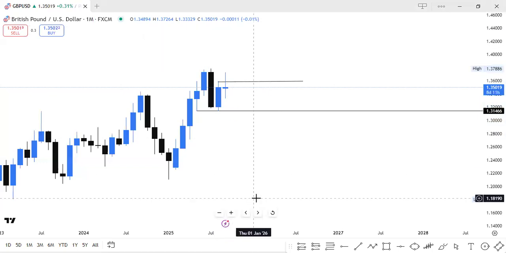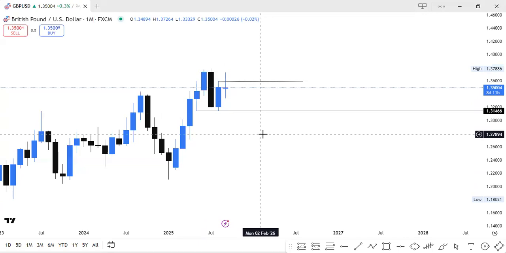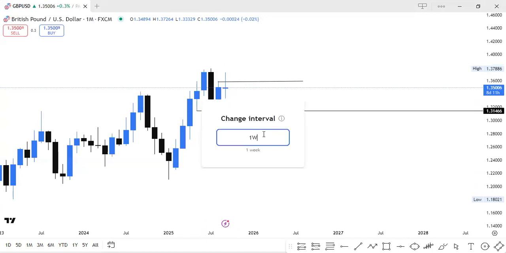So with this information on the monthly time frame, I am anticipating that GBP USD is going to sell this ending month and next month to take out the previous equal lows liquidity. So now that I have this information, I want to go down to the weekly time frame.